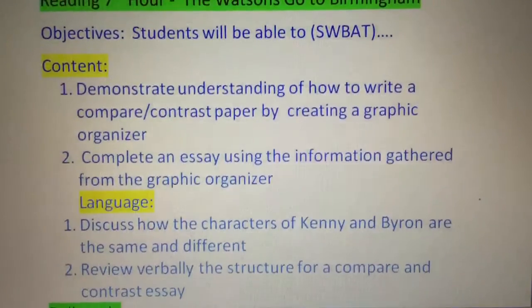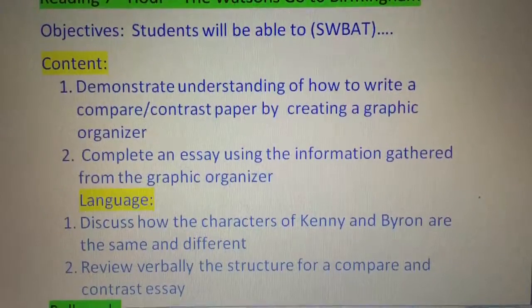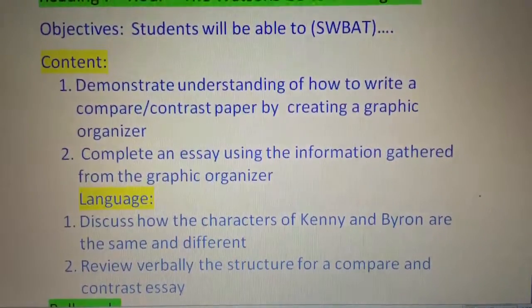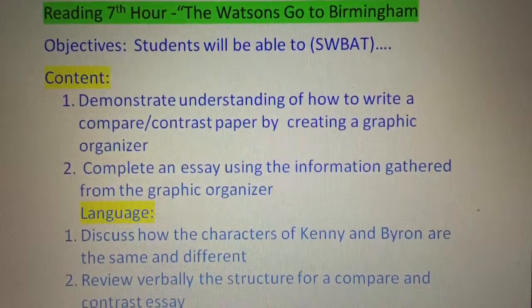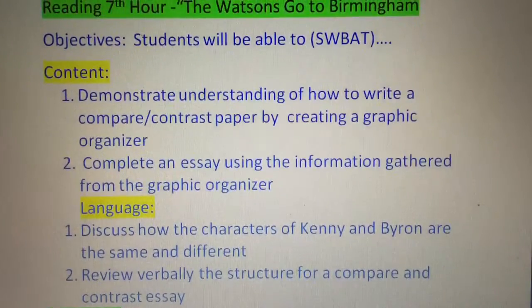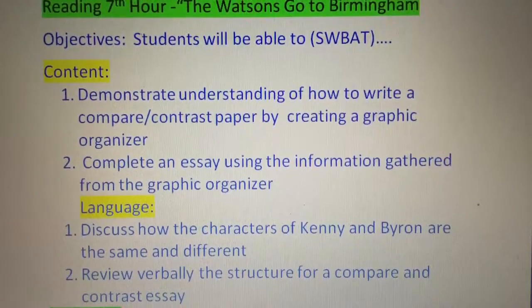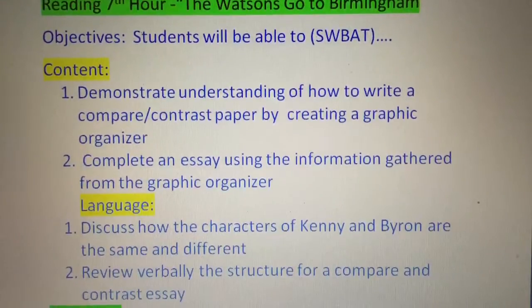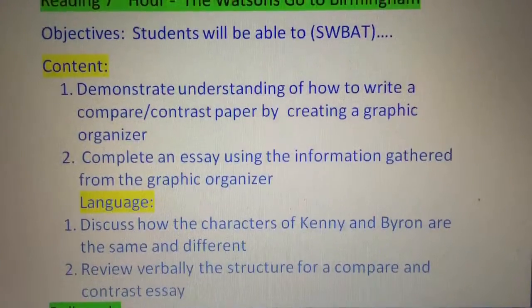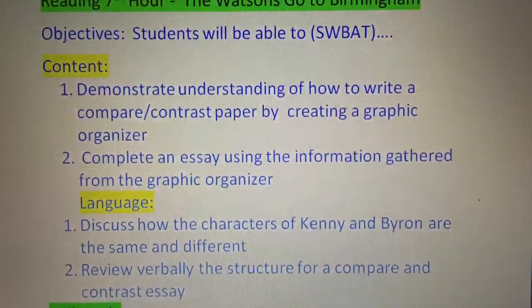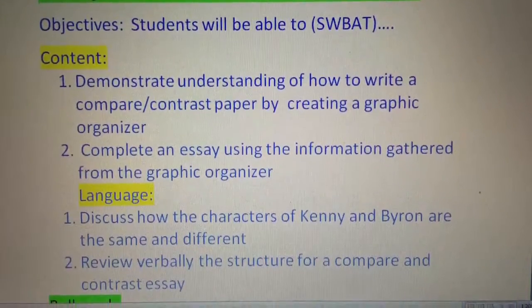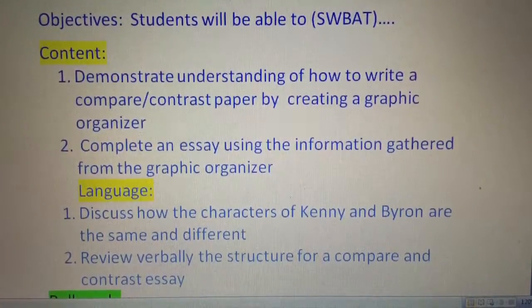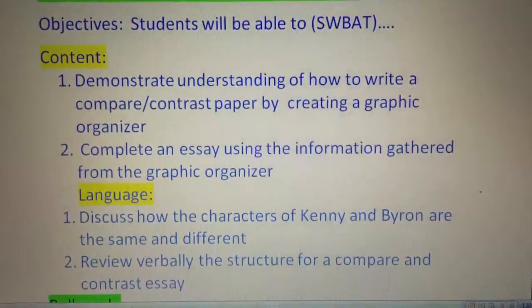Today, students are going to demonstrate understanding of how to write a compare and contrast paper by creating a graphic organizer. Also, you're going to complete an essay using the information gathered from the graphic organizer. Under language, you're going to discuss how the characters of Kenny and Byron are the same and how they are different. You're also going to review verbally the structure for a compare and contrast essay.